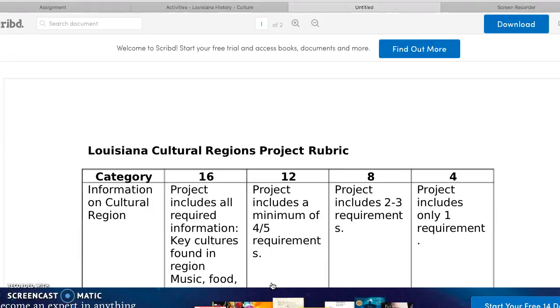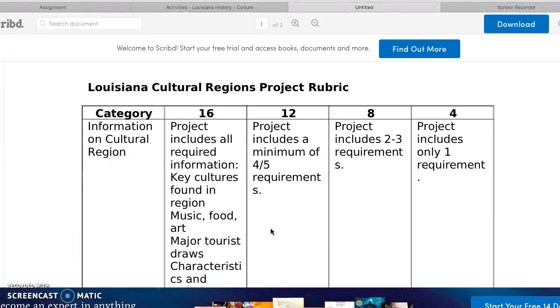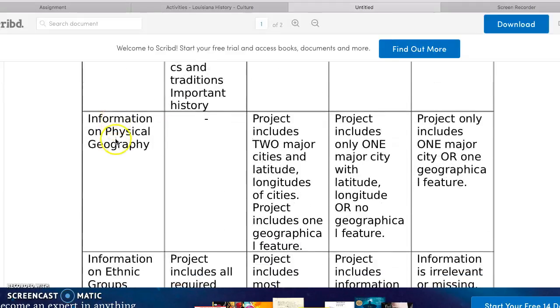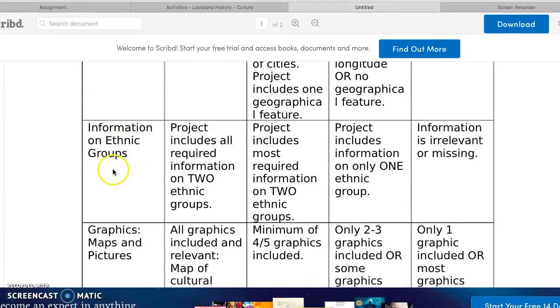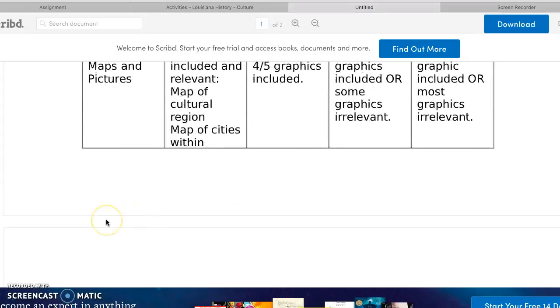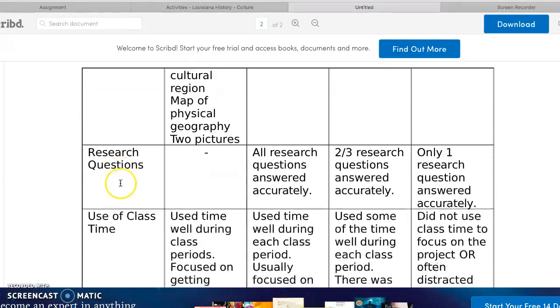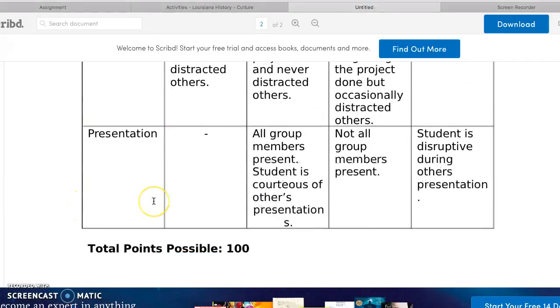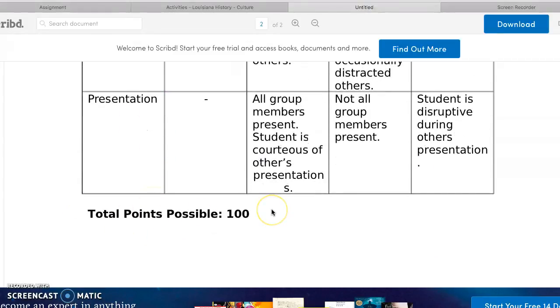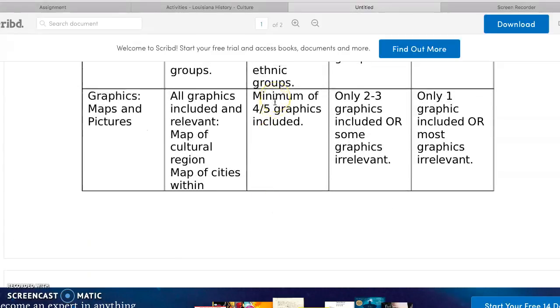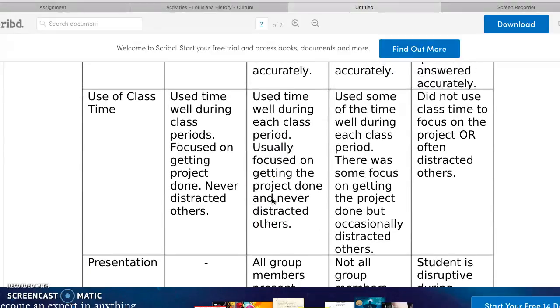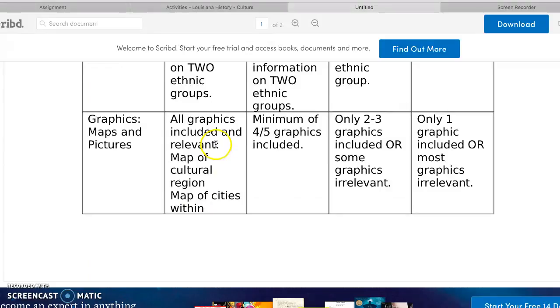Let's see if I can get it to go bigger. Yeah, there we go. Okay, so my categories are information on cultural regions, information on physical geography, information on ethnic groups, graphics, maps and pictures, research questions answered, use of class time is used well, presentation itself, so total possible points will be 100. Okay, and then they'll present these to each other, and I said on the rubric all group members have to present, they have to be courteous of each other's presentations, they have to use class time well, etc.